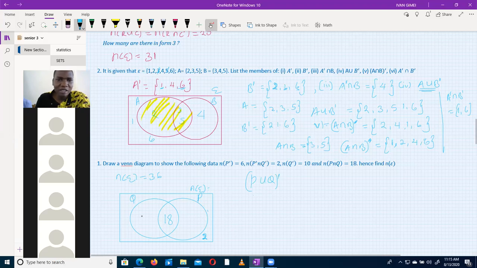Now we don't know what is in Q only. We don't know what is in P only. So we can let this one be X and let this one be Y, like that. But in our question they are saying the number of elements in P complement is 6. That means, where is my P complement?